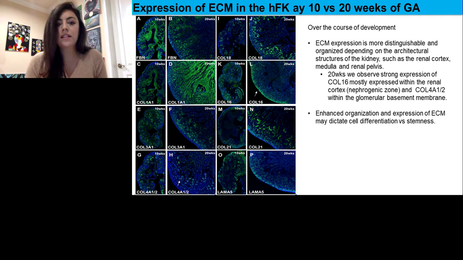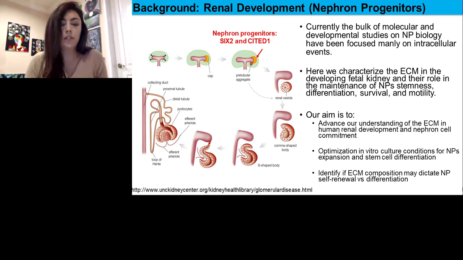So we believe this enhanced organization expression of ECM might actually be dictating cell differentiation versus stemness. So what we wanted to do is look into the nephron progenitors. The nephron progenitors actually give rise to the full mature nephron. They're identifiable by transcription factors SIX2 and CITED1, shown in the red arrow. They're found within the cap mesenchyme, and they interact with the ureteric bud.